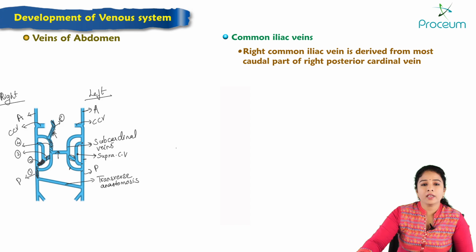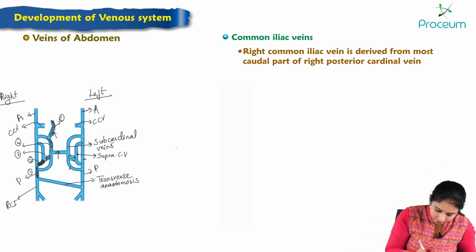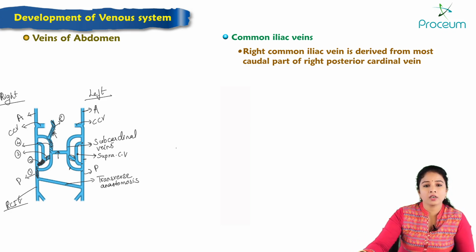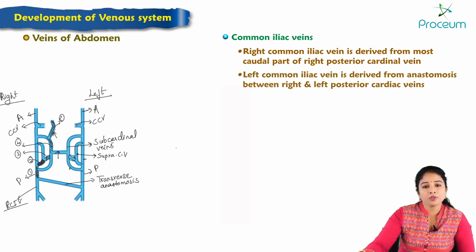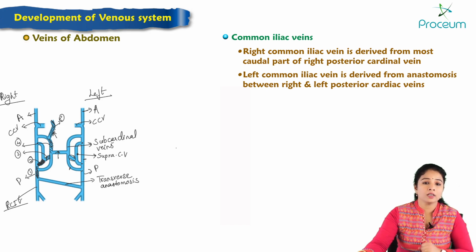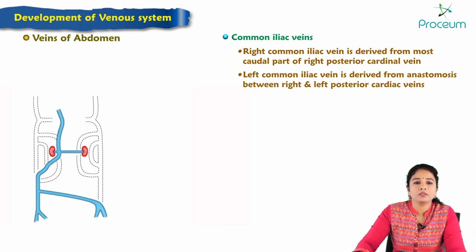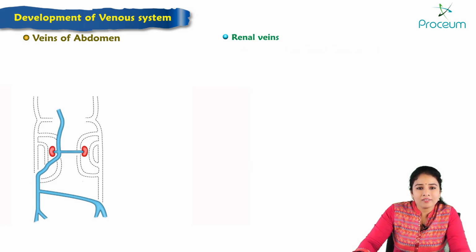So the right common iliac vein is derived from most of the caudal part of right posterior cardinal vein. Whereas the left common iliac vein is derived from the anastomosis between the right and left posterior cardinal veins. So this one. This anastomosis gives rise to left common iliac vein. From here is the left common iliac vein. Now let's talk about the development of renal veins as well.